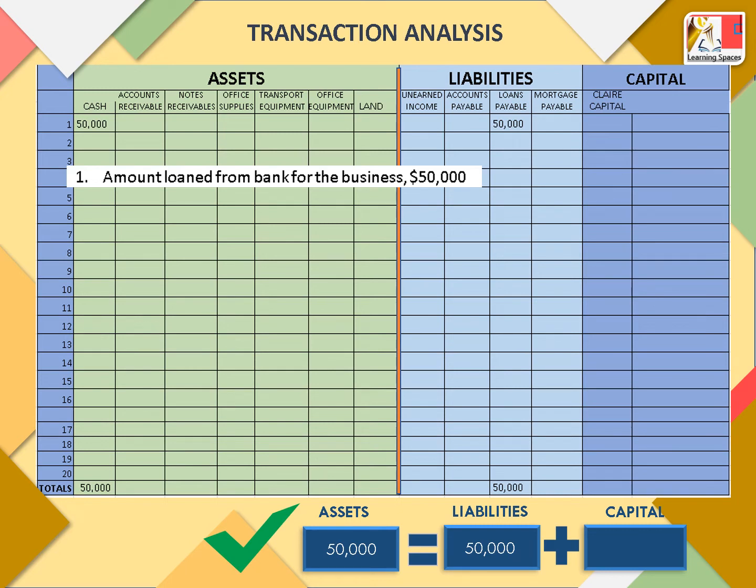Always remember, at least two accounts should be plotted to balance the equation. At times, it could be more, but it can never be just one account.